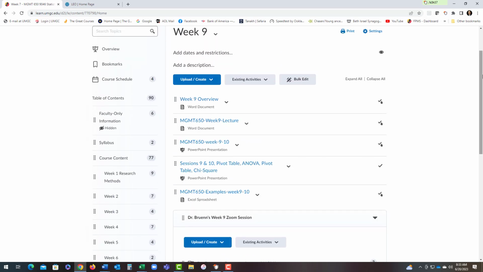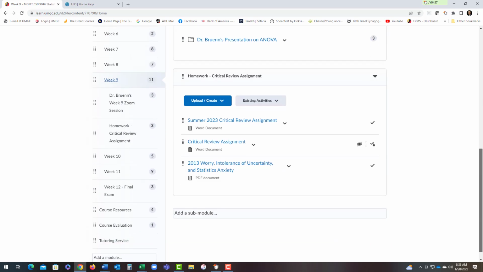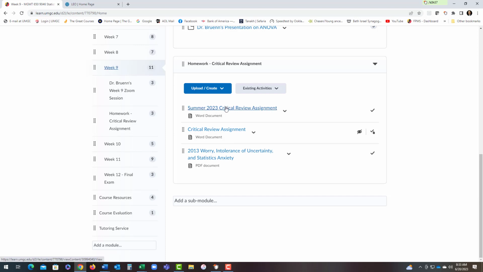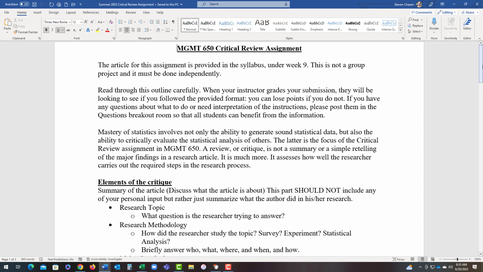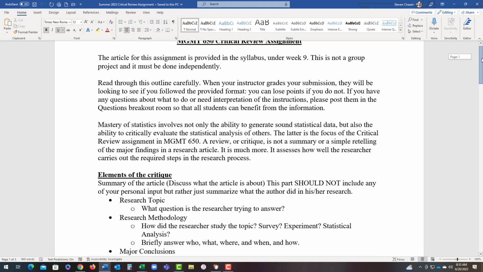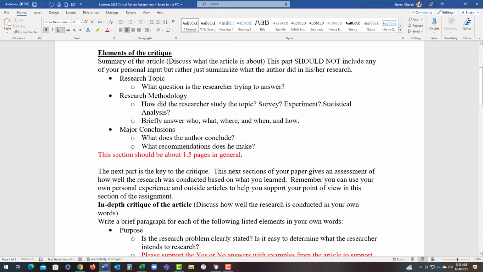At this time, I'm going to scroll down. This is your directional sheet. Here's your article. Let's go to the directional sheet. Hopefully by this time you have been reading this. All right, you've got two sections that you're going to be doing: the elements of the critique and the in-depth article. The elements of the critique is just a summary. That's all it is. Answer these questions and write a summary of the article.